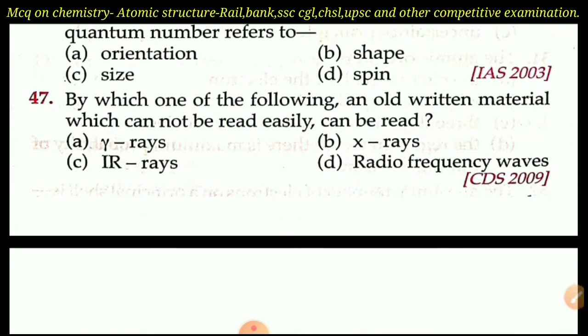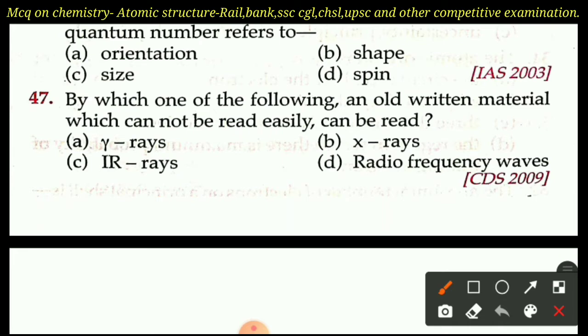Next question is question number 47. By which of the following can an old written material which cannot be read easily be read? A, gamma rays; B, X-rays; C, IR rays; D, radio frequency waves. The right answer of question 47 is option B, X-rays.